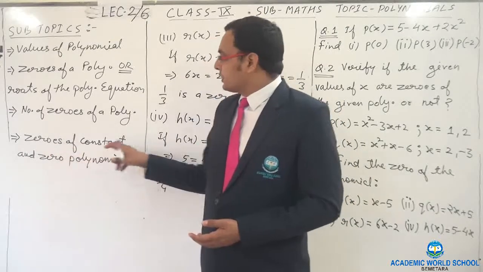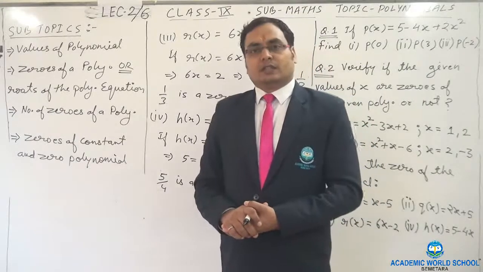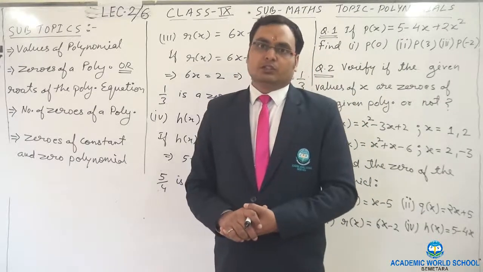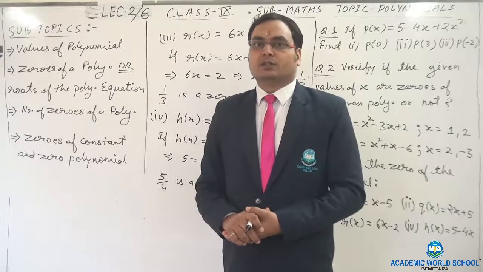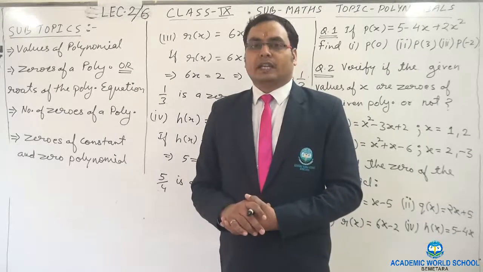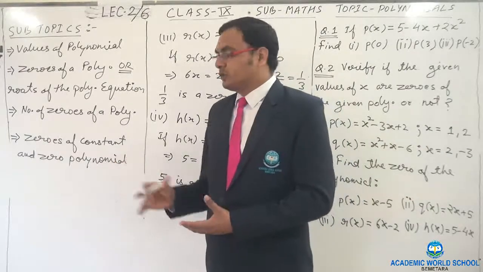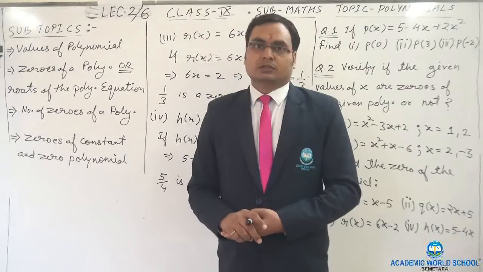Next is the zeros of constant and zero polynomial. A constant polynomial does not have any zero, and a zero polynomial have infinite zeros, because for any real value of x, the value of the zero polynomial will always be equal to 0.